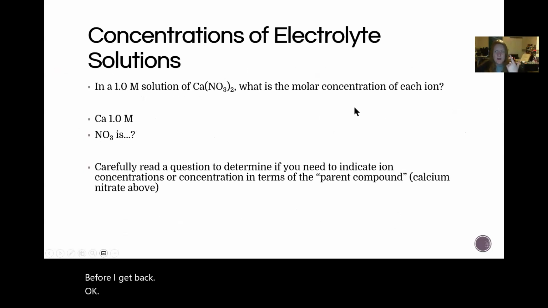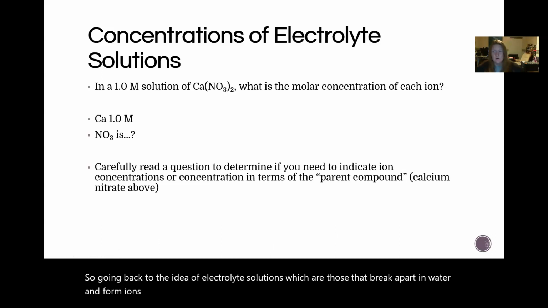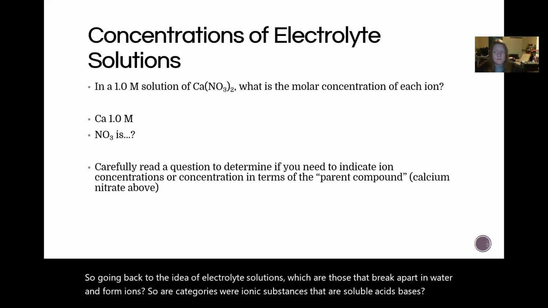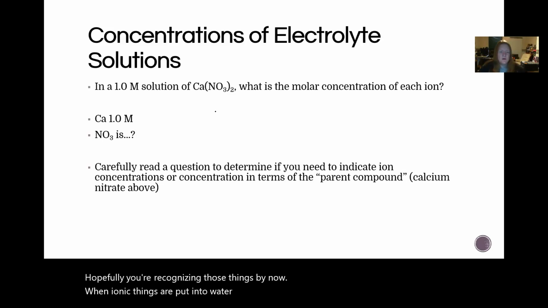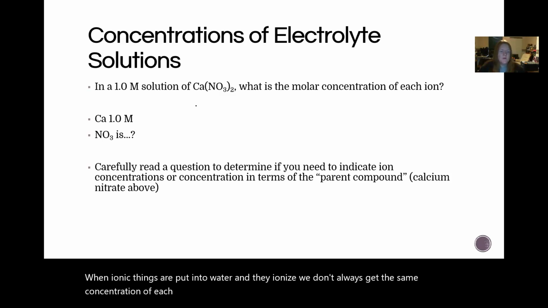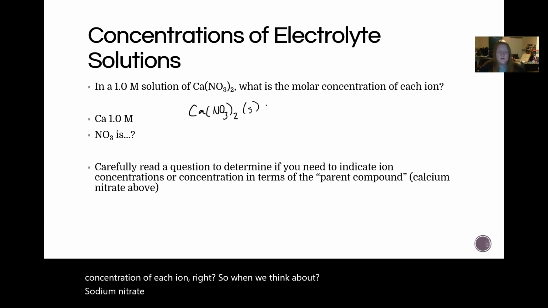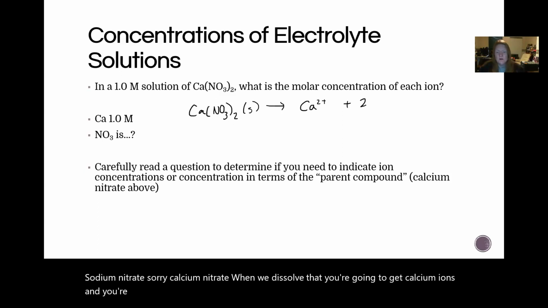So going back to the idea of electrolyte solutions, which are those that break apart in water and form ions. Our categories were ionic substances that are soluble, acids, and bases. Hopefully you're recognizing those things by now. When ionic things are put into water and they ionize, we don't always get the same concentration of each ion, right? So when we think about calcium nitrate, when we dissolve that, you're going to get calcium ions, and you're going to get 2 nitrate ions for every calcium ion, like that.